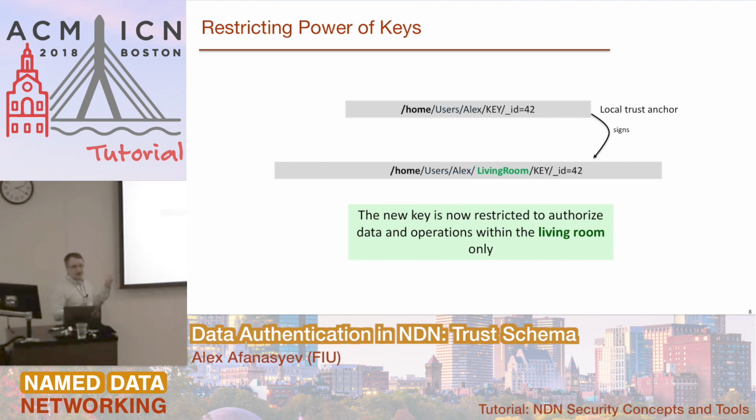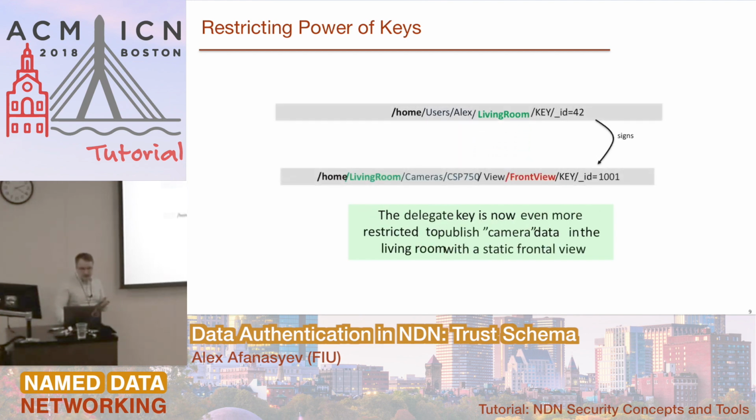So for the key that I'm assigning further, it's still my key because I'm still using my namespace. But then I add in this restriction, living room. So this key can no longer sign or authorize commands in the whole house, but only for the part that is subject to the living room restriction of the context.